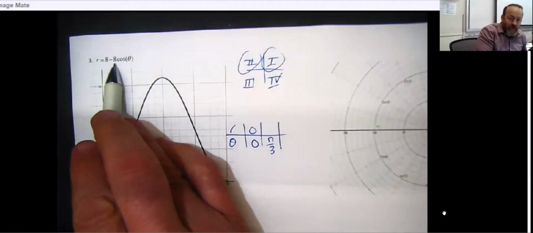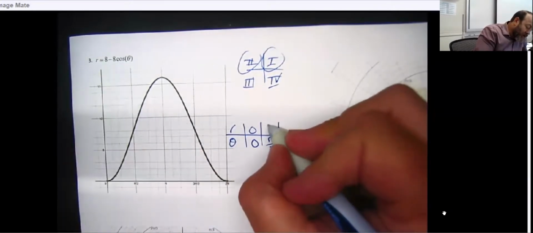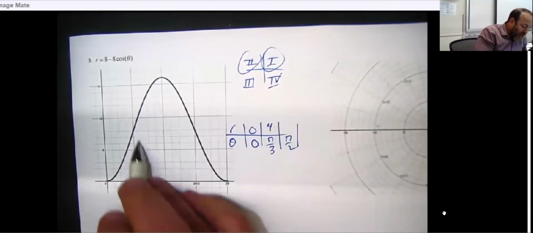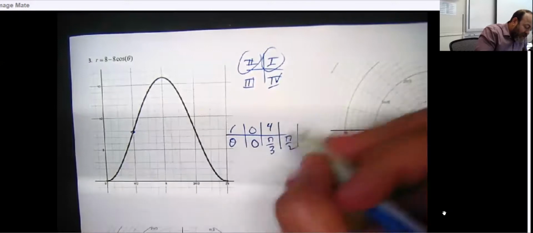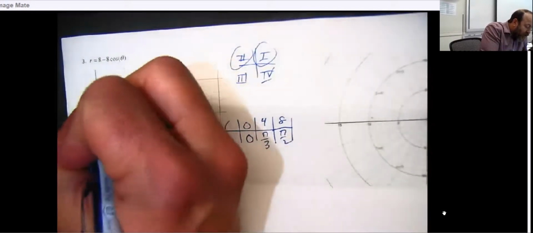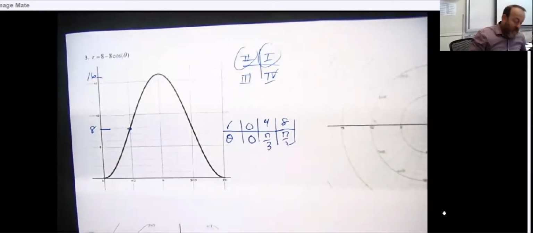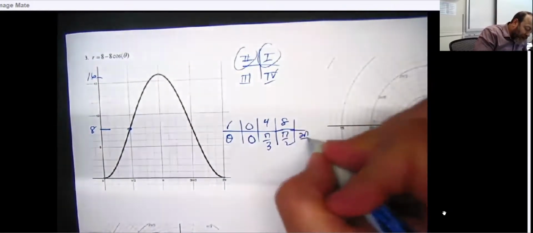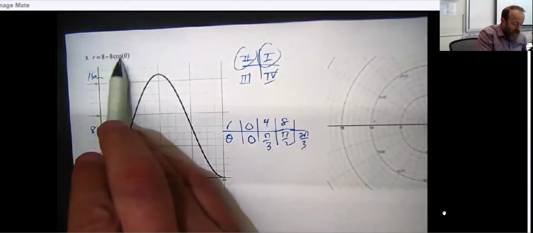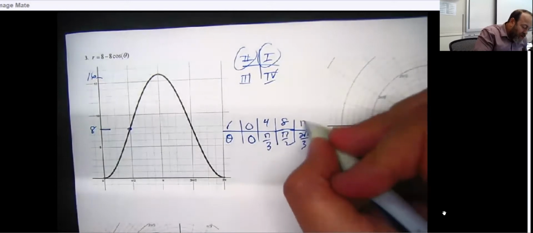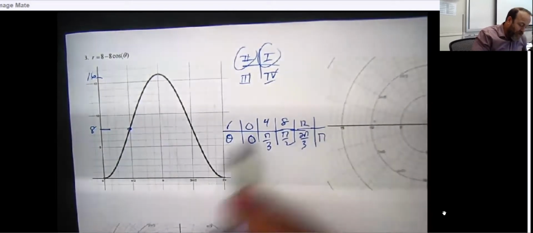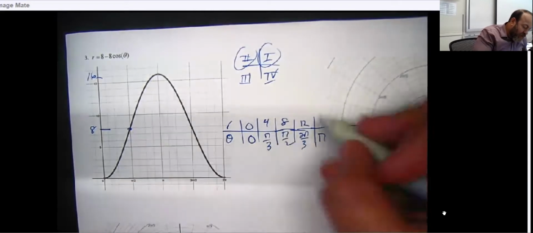Pi over 3 for ease. Half of 8 is 4, so 8 minus 4 is 4. By the time I reach pi over 2, the graph right here says that I should have a radius of 8. So there it is, 8 with an amplitude of 8. Then 2 pi over 3, the cosine of 2 pi over 3 is a negative half. So I have a negative 8 and a negative half. You might notice that it's growing. The radius is getting bigger and bigger to the point that when it reaches pi, it's grown all the way to 16.